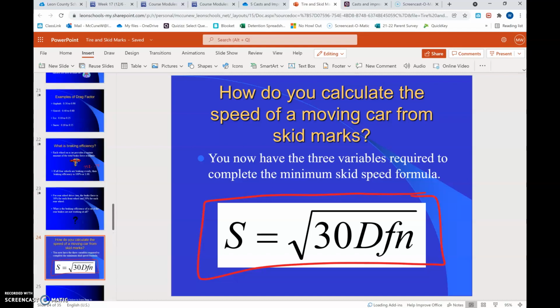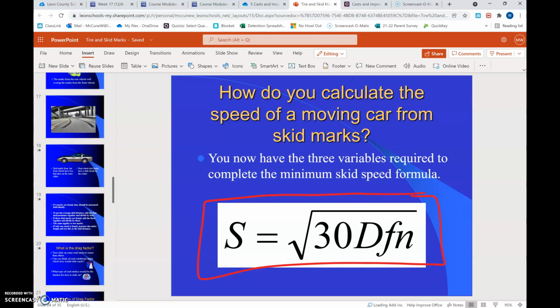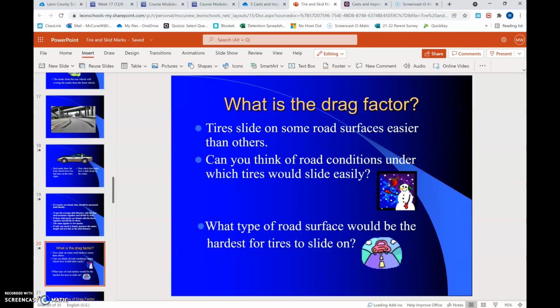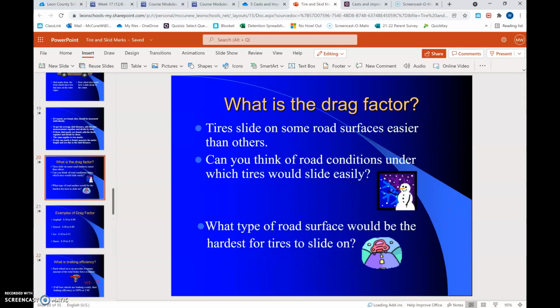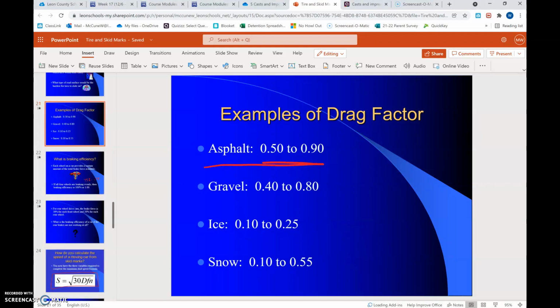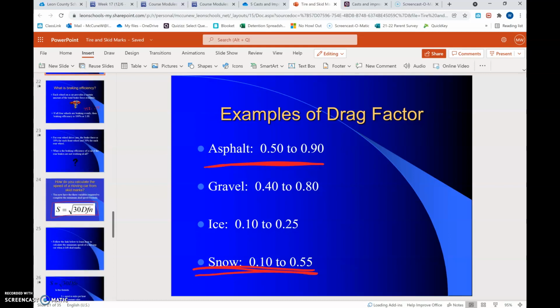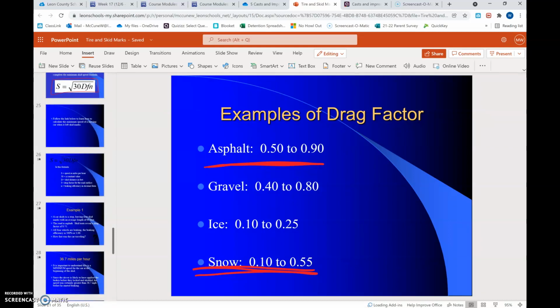And you just spent a couple of minutes talking with Miss Campbell going over these four factors here. D is the distance of the skid marks. F is the drag factor, and then N is the braking efficiency. Now remember, the drag factor is basically how easily something can slide on the road. If very high drag factor like asphalt, then that means it's going to be very rough and things aren't going to slide as far. Very low drag factor means that the road is very slick and things will slide a lot farther. And then so in our problems here, we're going to go over example 1.